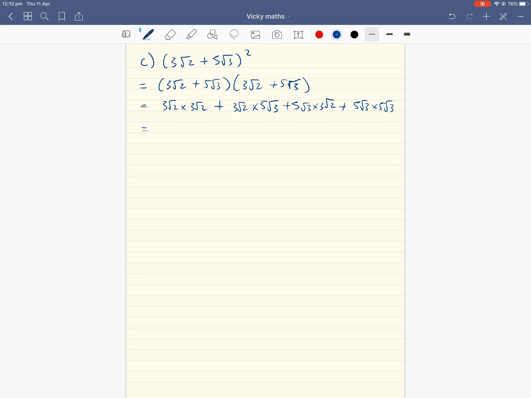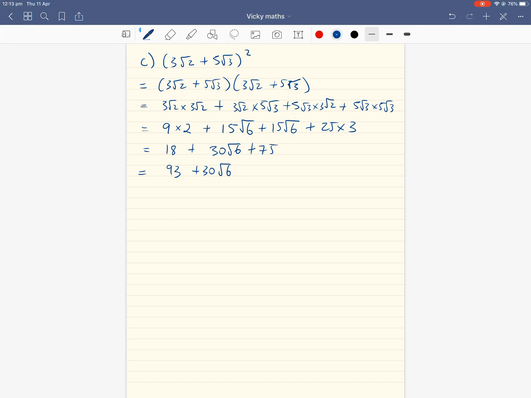So 3 times 3 is 9, root 2 times root 2 is 2, plus 3 times 5 is 15, root 2 times root 3 is root 6, 5 times 3 is 15, root 3 times root 2 is root 6, 5 times 5 is 25, and root 3 times root 3 is 3. Simplifying, we have 18, plus 2 15s gives me 30 root 6, and 25 times 3 gives me 75. So gathering like terms, that gives me 93 plus 30 root 6.